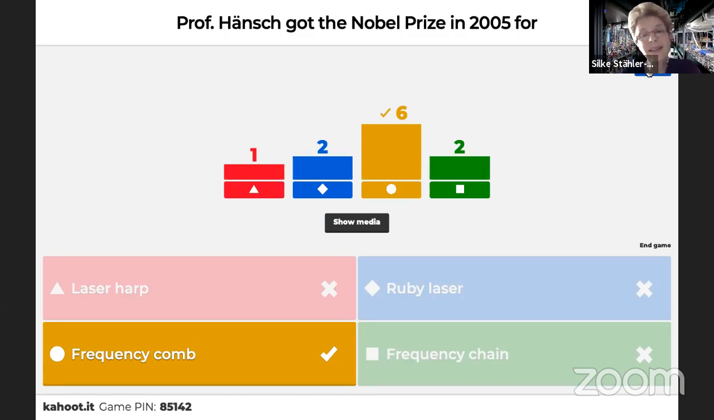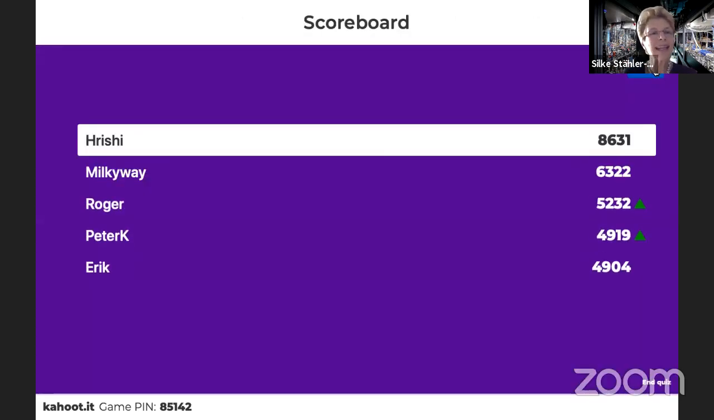I hope you saw it in the exhibition, in the Laser Light Live exhibition at the ESO Supernova, because it's really great. Now it's closed. I don't know when they open again, but if they open and the exhibition is not closed, it's worth going there. So the second answer, the blue one, was also not right. The ruby laser was not the right answer, and the frequency chain, I don't think that it exists. Okay, ranking: Rishi, Milky Way, Roger.